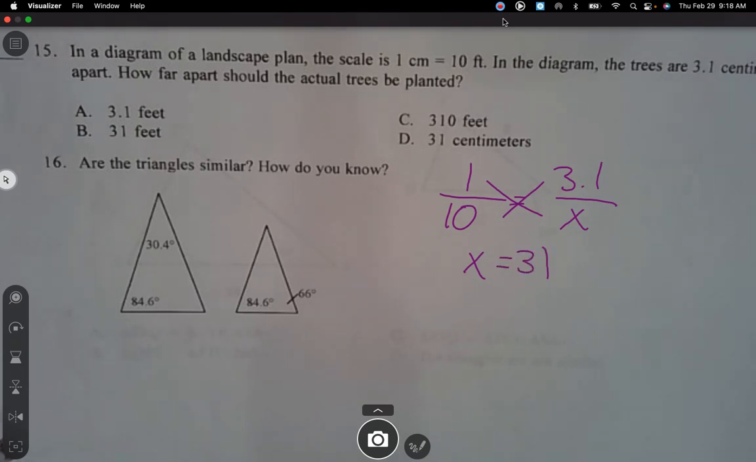Is it 31 centimeters or 31 feet? Feet. If I did the feet down here, then it's feet. Okay? Can I erase that? So that one is B. Make sure you're changing it. If there's centimeters right here, you're looking for how many actual feet it is.